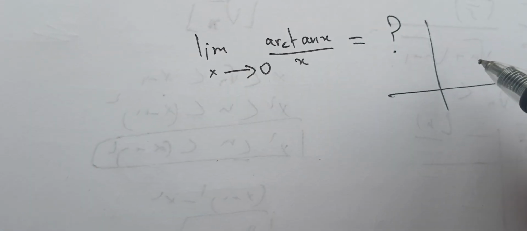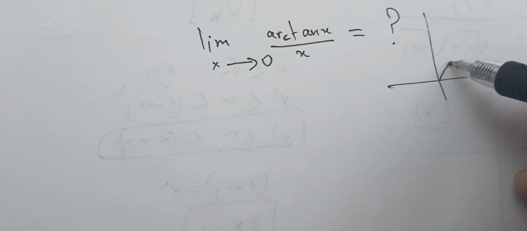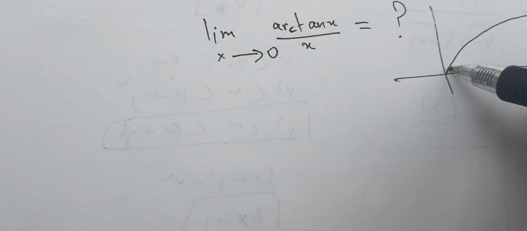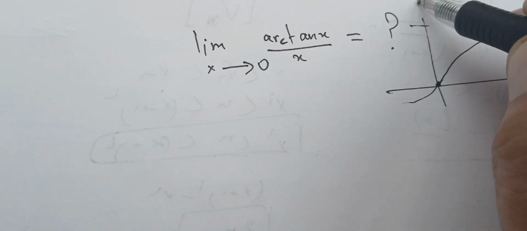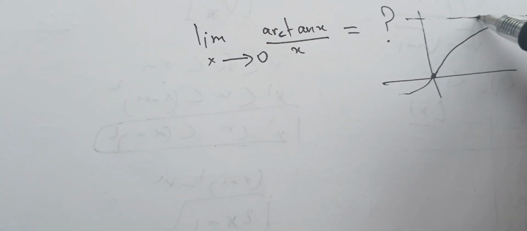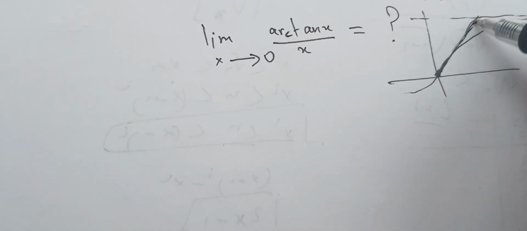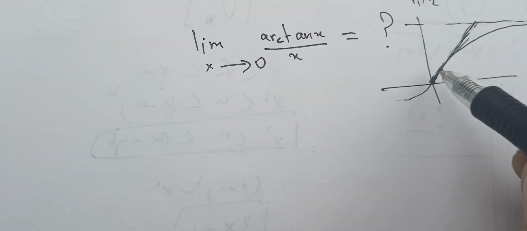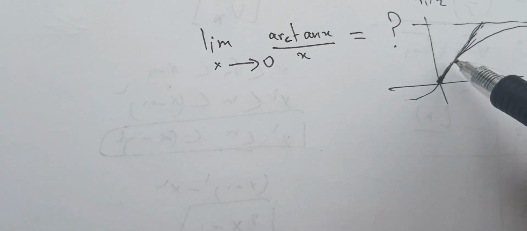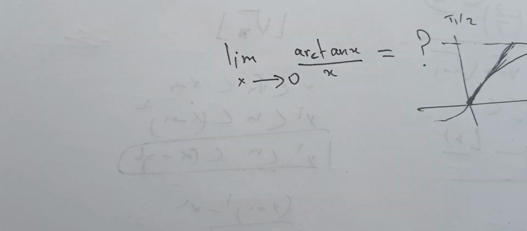In fact, we know how to graph the arctangent. So here we're going to focus only on the positive part. So this is the arctangent. Here, this is pi over 2. And x is always bigger than the arctangent, but they get very, very close. When we are close to 0, we can't distinguish between them. Okay, therefore this ratio is close to 1. The arctangent and x are very close, and therefore this limit is 1.